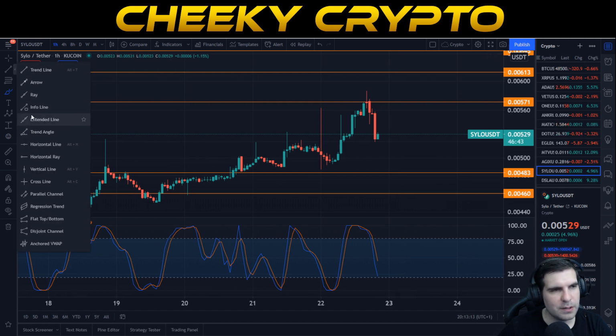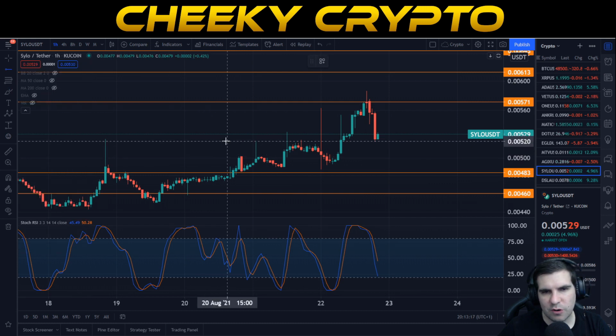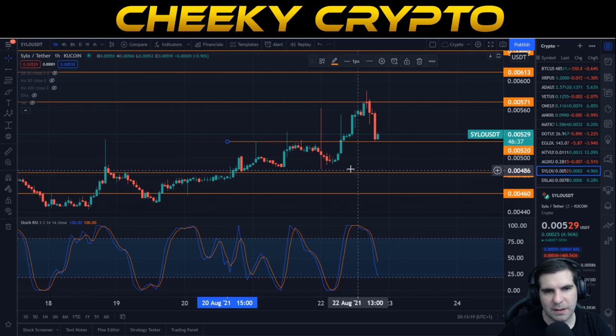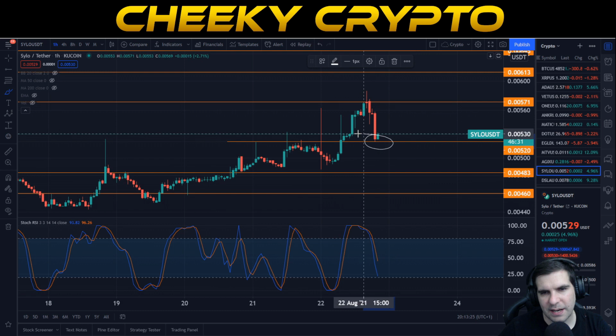So I will mark that one up if I can just find my horizontal ray. What we'll do is we'll just drop that one. I think it's about there. So what we can do is we can see here that this was a resistance line, this was a resistance line, it was a support, and it's now a support.